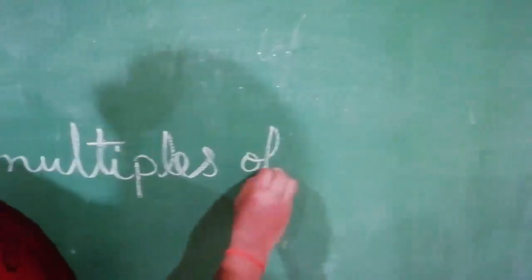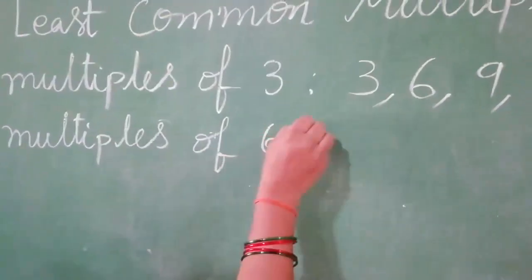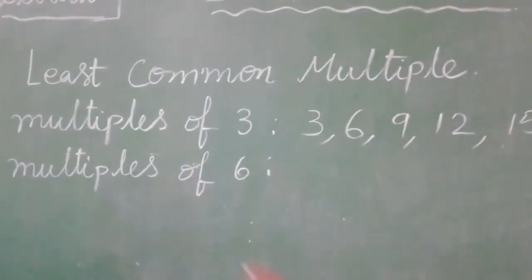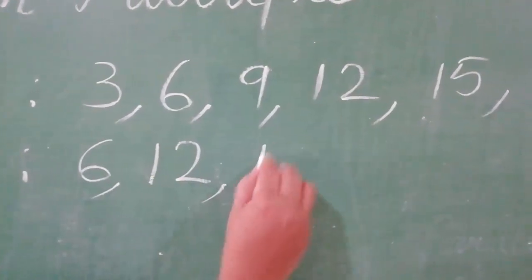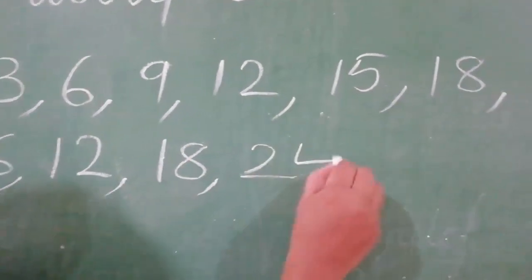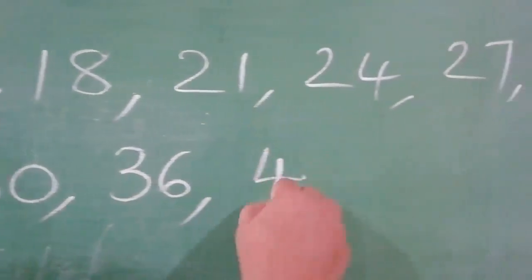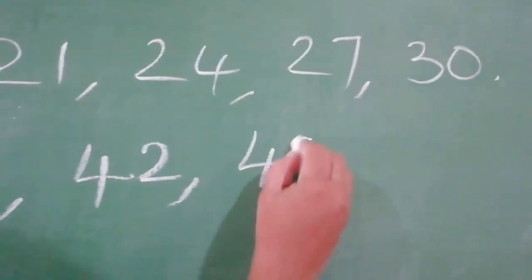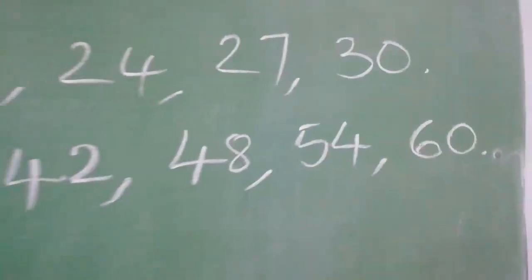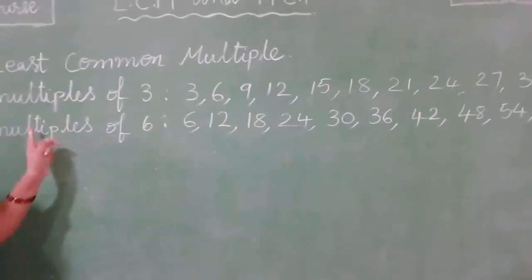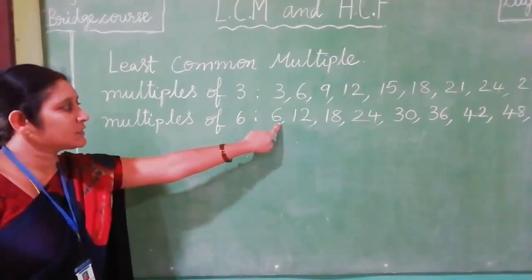Next I wrote, here read 6 table, write the products. 6 1s are 6, 6 2s are 12, 6 3s are 18, 6 4s are 24, 6 5s are 30, 6 6s are 36, 6 7s are 42, 6 8s are 48, 6 9s are 54, 6 10s are 60. These are the multiples of 3. These are the multiples of 6.